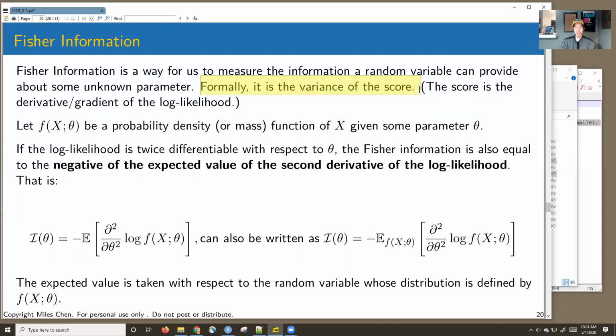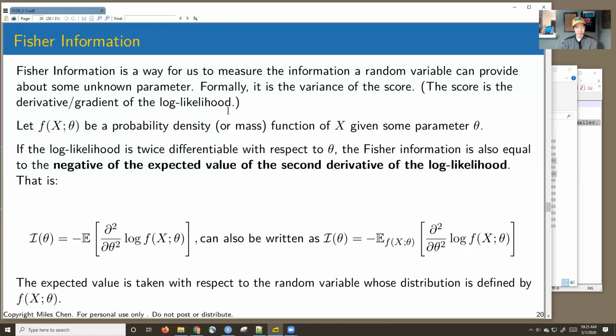The formal definition of Fisher information is that it is the variance of the score, and the score is the derivative or the gradient of the log likelihood function, okay? So it's the variance of this, and I guess that's probably what you learned in 100B when you learned Fisher information.